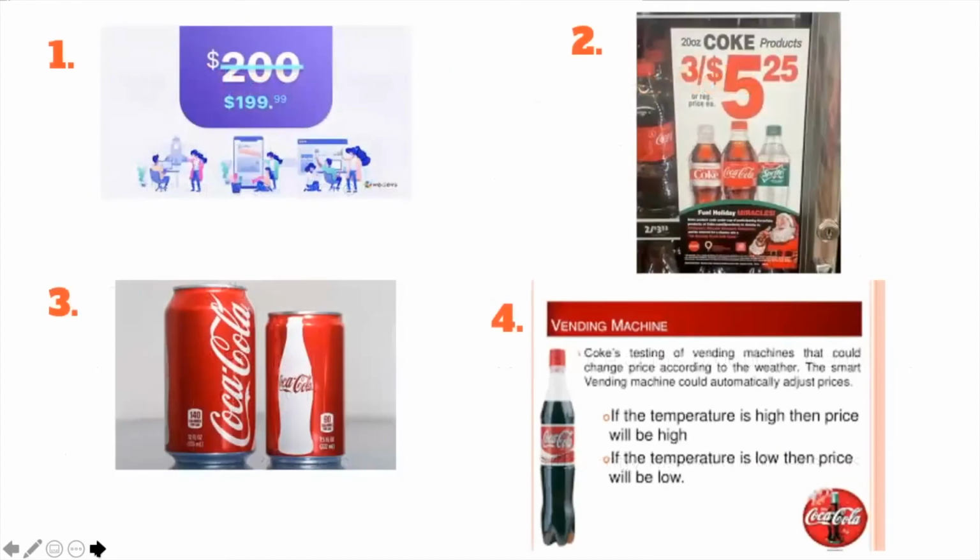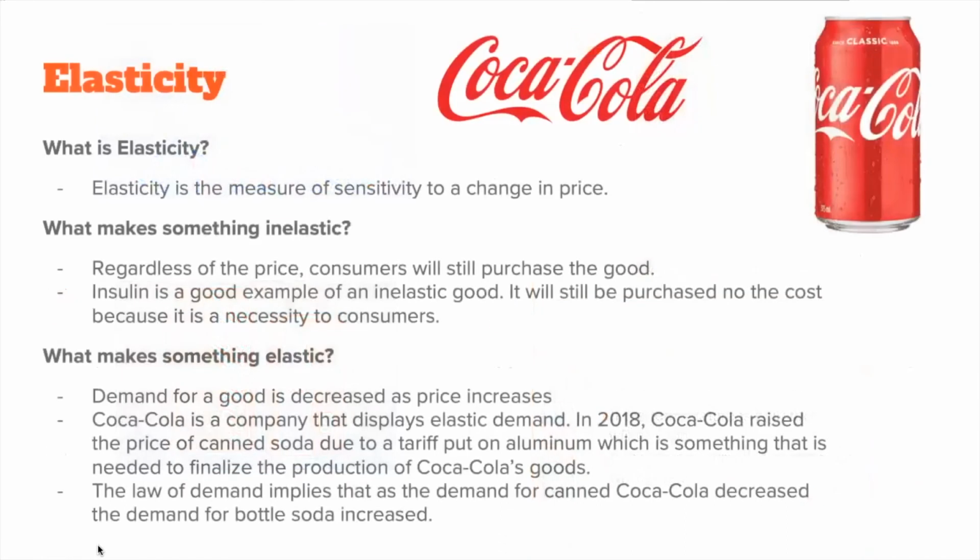And this slide just shows different instances of these strategies taking place with the same number order as on the last slide. My name is Kayla Clemens, and I'm going to be going over elasticity today. Elasticity is the measure of sensitivity to a change in price. Inelastic demand is when price does not affect the demand of a good. An example of an inelastic good is insulin. It's a necessity, so the demand will not change when price increases.